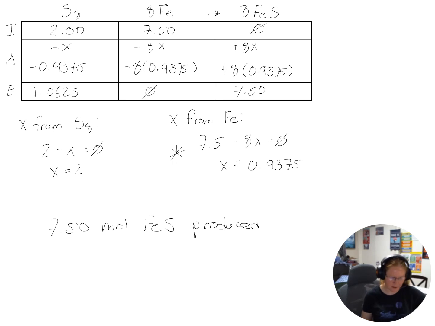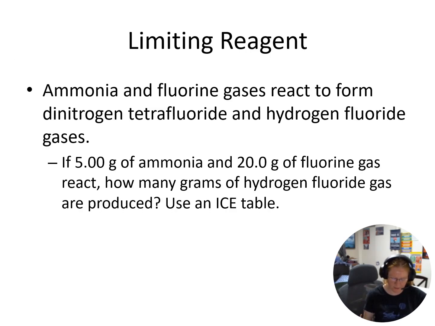Okay. All right, now let's take a look at one where we're going to start off with grams. All right, so we're going to have to do some converting to moles first. All right, so here I've got ammonia and fluorine. I've got 5 grams of ammonia and 20 grams of fluorine. So we want to know how many grams of hydrogen fluoride gas are produced. Okay, so we need to write our balanced equation.